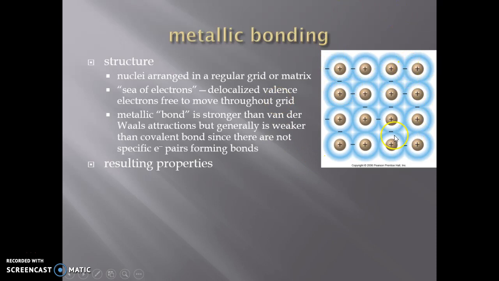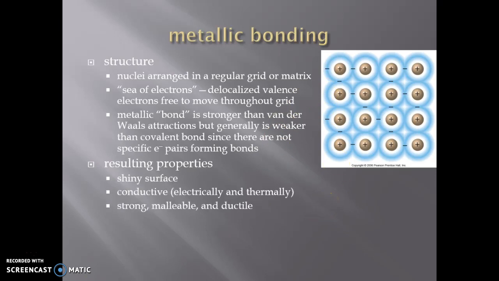So this sea of electrons results in properties that you are very familiar with. The surface is very shiny. You have the electrons constantly moving, so you have light interaction going on. It's conductive, both thermally and electrically. It's strong, it's malleable, meaning we can pound it into flat sheets. It's ductile, meaning we can stretch it into long wires.